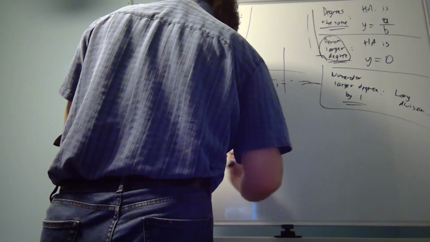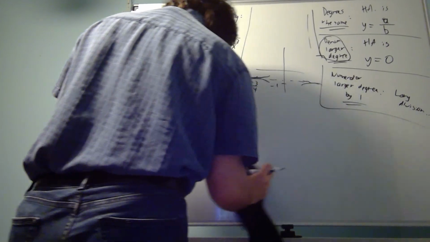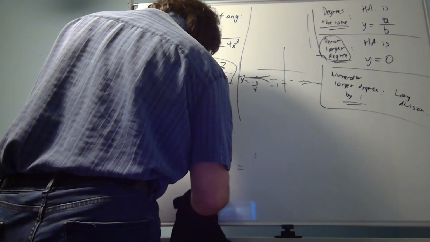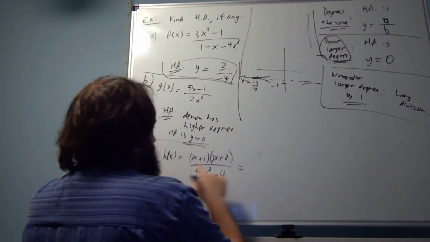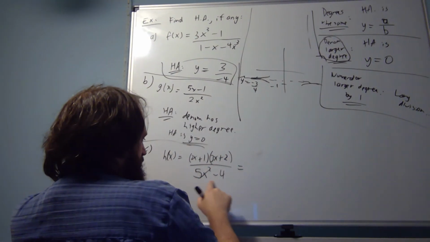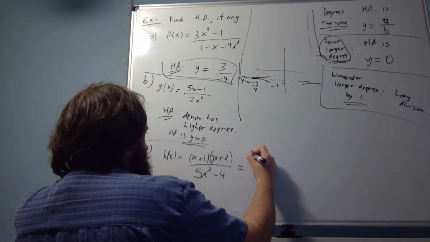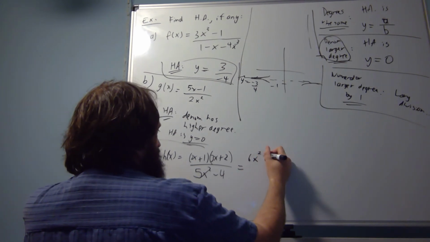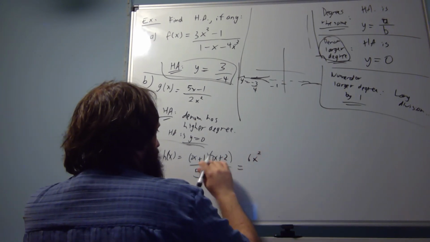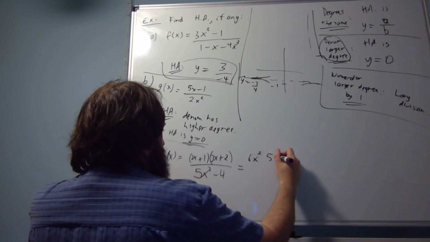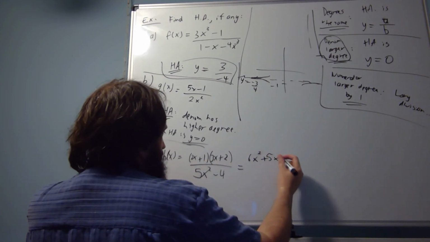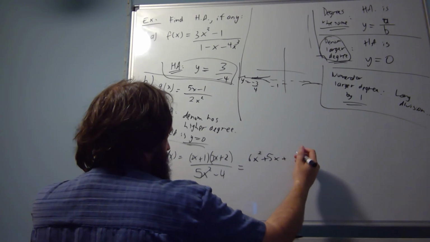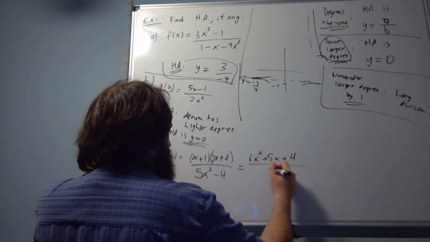Actually, let's make this a little bit more interesting. Maybe let's make that a 5. Okay, so if it's 2x plus 1 times 3x plus 2 all divided by 5x squared minus 4, that is not in standard form, but if we multiply it out, the two middle terms add up to 5x. The constant term is 4.